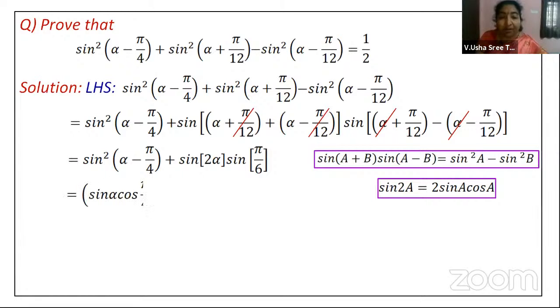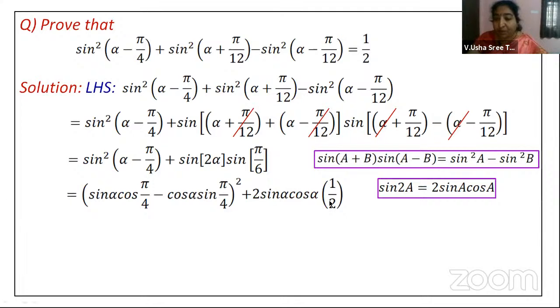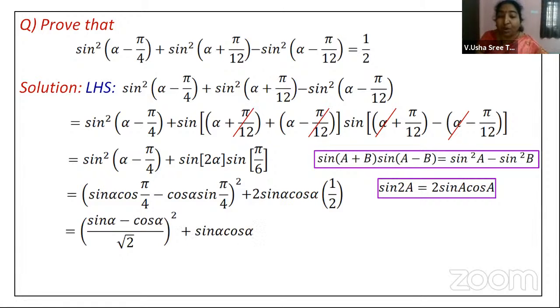So (sine alpha cos pi by 4 minus cos alpha sine pi by 4) whole square plus 2 sine alpha cos alpha. Sine 2 alpha is 2 sine alpha cos alpha, into 1 by 2. Then when we do so, cos pi by 4 is nothing but 1 by root 2, and sine pi by 4 of course is also 1 by root 2. So we can write it as ((sine alpha minus cos alpha) by root 2) whole square plus sine alpha cos alpha, since this 2 and 2 get cancelled.